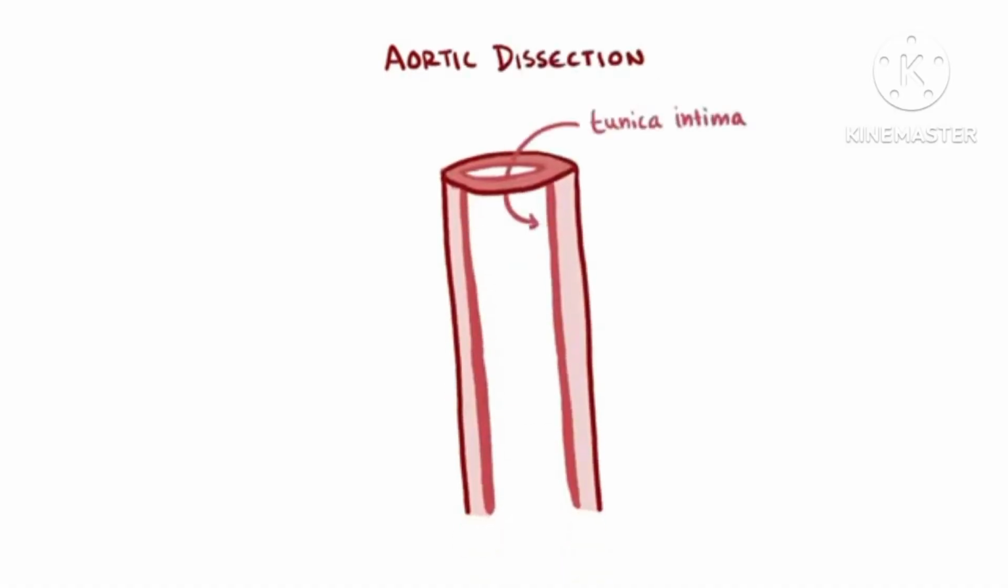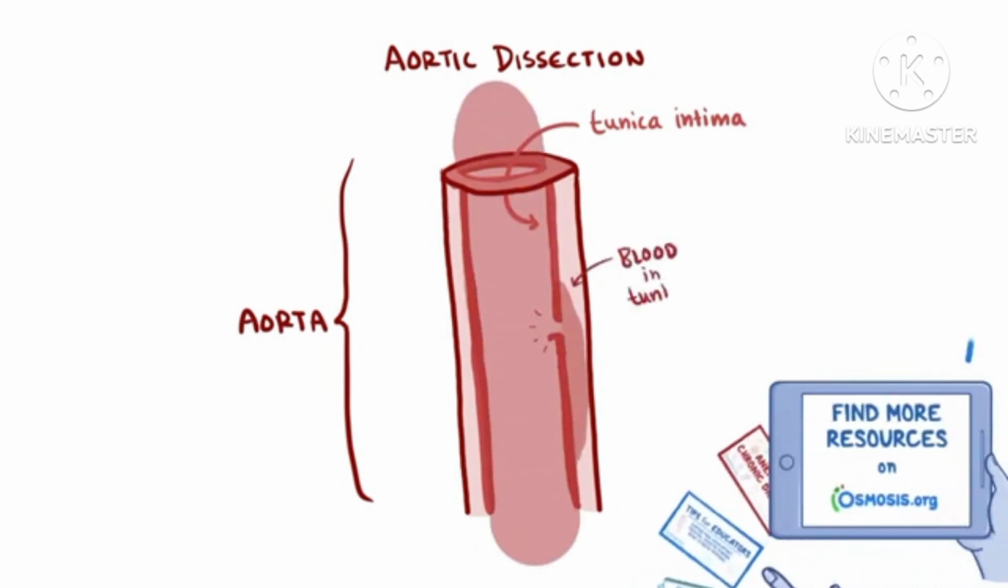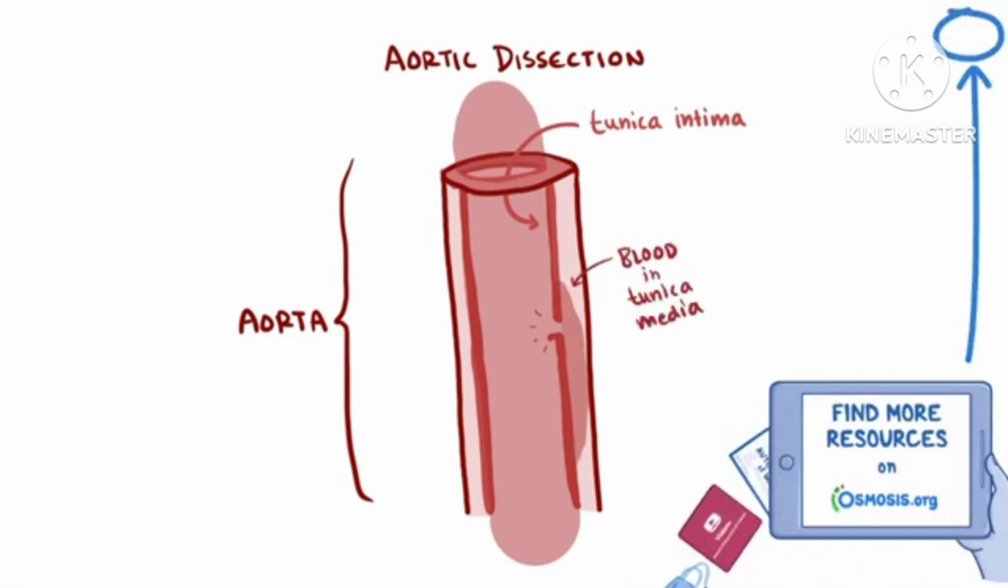An aortic dissection is where part of the tunica intima, which is the endothelial or innermost layer of the blood vessel of the aorta, is ripped off. What happens is a tear in the tunica intima of the aorta forms, and the high-pressured blood flowing through the aorta begins to tunnel between the tunica intima and the tunica media, separating the two layers.